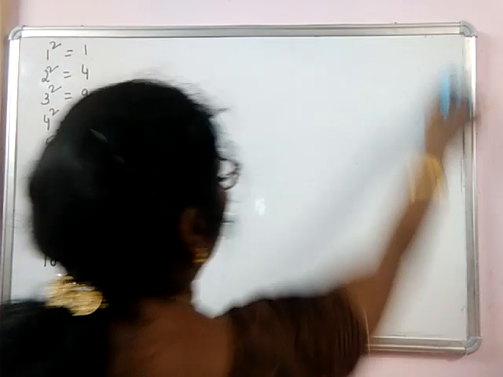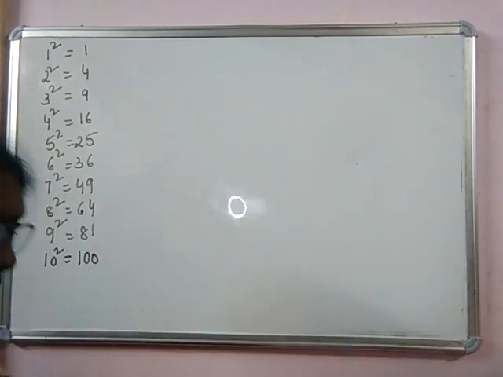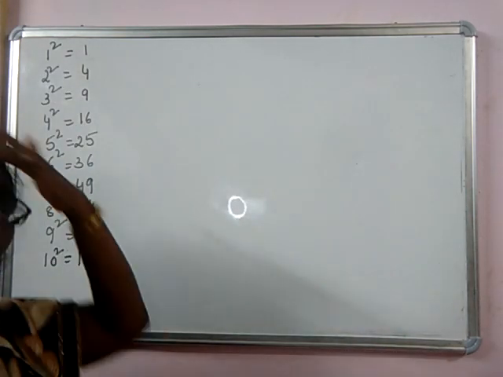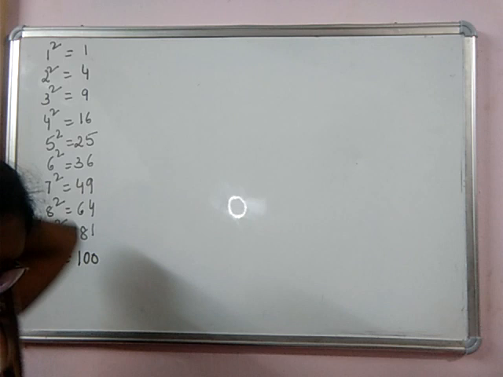Squares and perfect squares, and children should always try to remember at least the squares of 1 to 20 natural numbers.